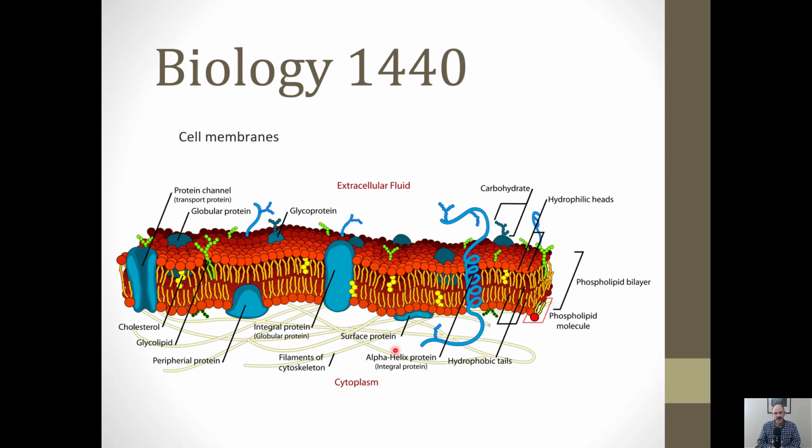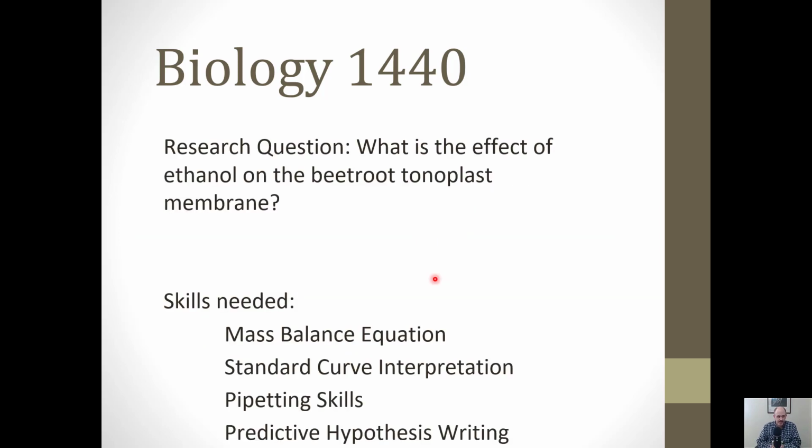So in our previous lab, we made a standard curve based on beta-cyanin light absorption. We're going to use that standard curve in this lab to determine the concentration of beta-cyanin that leaks out of beet tissue when we damage it with ethanol. So you might want to bring that standard curve with you.